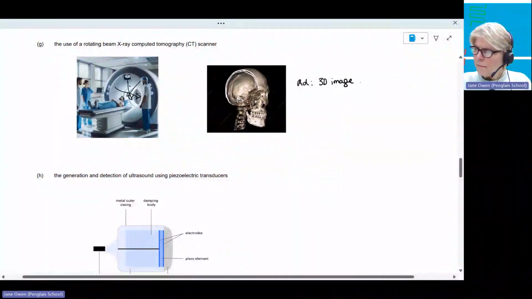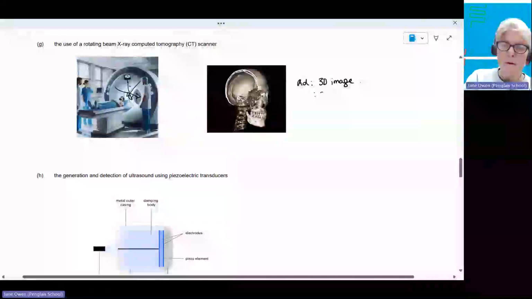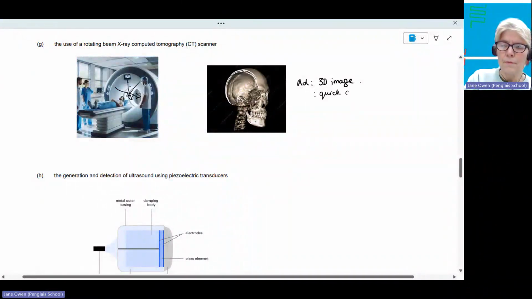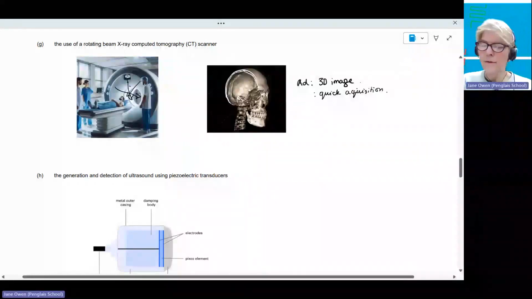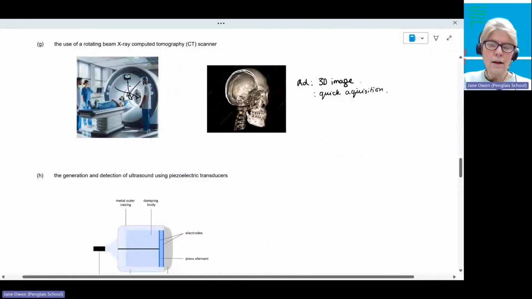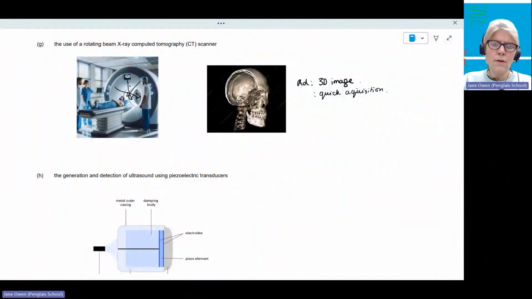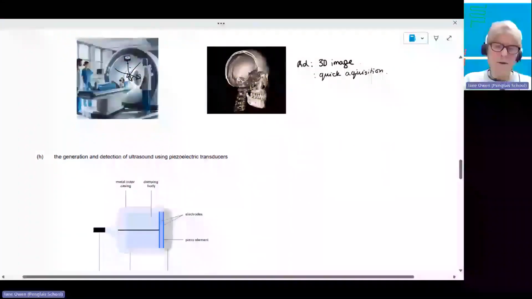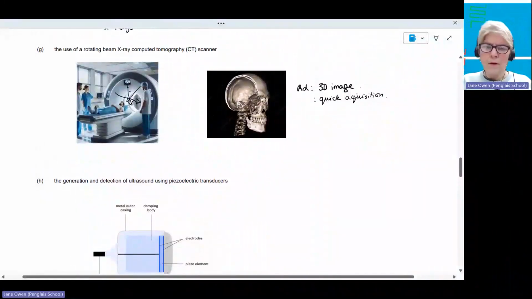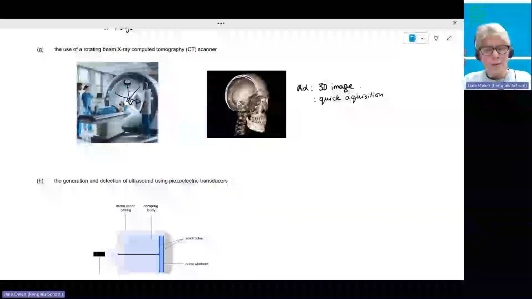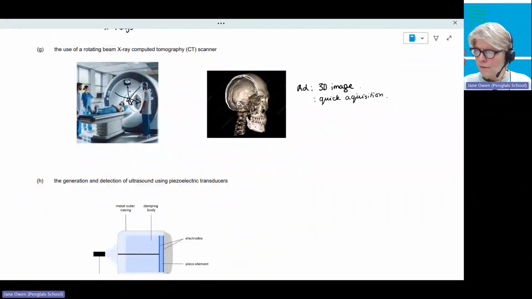Okay, the images are produced quickly, with quick acquisition, and it allows you to identify the location of anything internally quickly. So these CT scanners are good for use in accident and emergency to identify images quickly in order to know where to put the patient and what to do next with that patient.